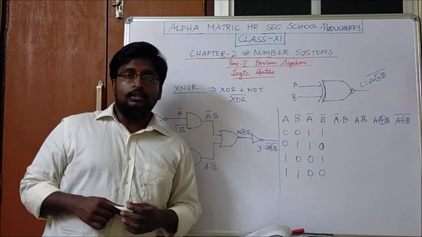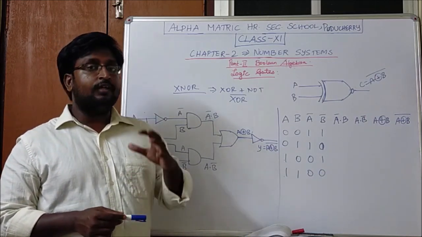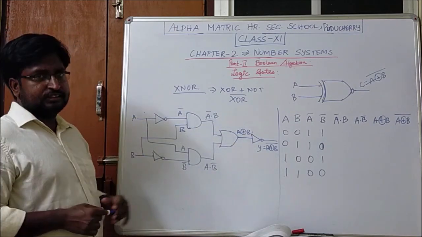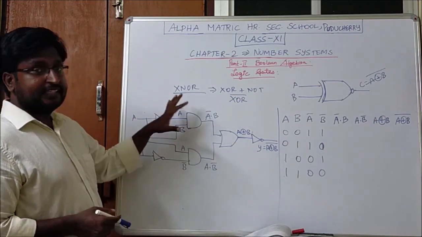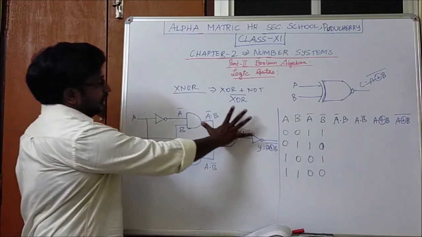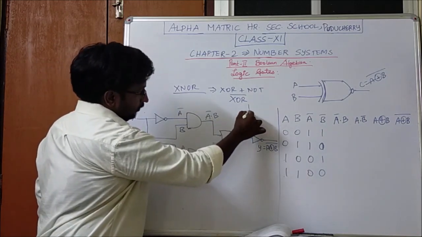You cannot follow the logical circuit of the XNOR which is given in the book, because they have given the simplified form. This is the exact logical circuit of the XNOR gate. So you see, all are the same as the XOR gate, this part till this part.